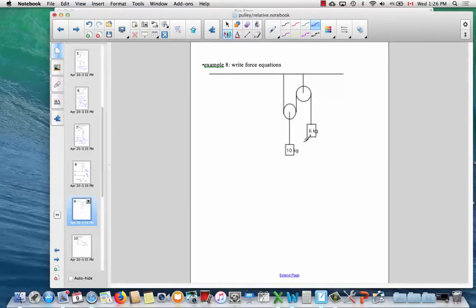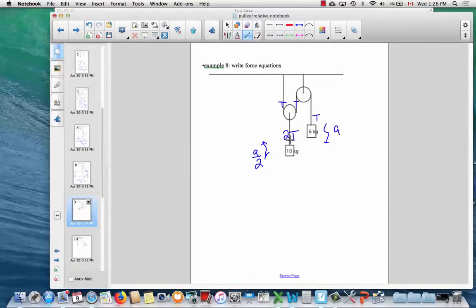So what did we just find? We just found that this mass is going to tend to go up, and this mass is going to tend to go down. Now, we also, you'll recall, worked through here and said this was twice T, so this acceleration is actually going to be half a. And this will be acceleration a. So we'll finish the force diagram. The tension 2T is pulling up on this mass, and clearly we'll have 10g of weight down. This has tension T pulling up, and 6g of weight going down.